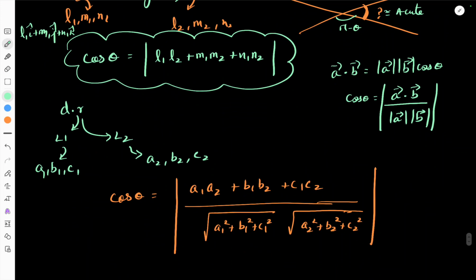Now if directional ratios are given, we just use the dot product formula, because this vector is A1 i cap plus B1 j cap plus C1 k cap, and this vector is A2 i cap plus B2 j cap plus C2 k cap. Now we just have to multiply: A1 A2 plus B1 B2 plus C1 C2 in the numerator, divided by the magnitude of the first vector, which I will take as A vector, and the second as B vector. The magnitude of the first is root of A1 square plus B1 square plus C1 square, and the magnitude of the second, A2 i cap plus B2 j cap plus C2 k cap, is root of A2 square plus B2 square plus C2 square.